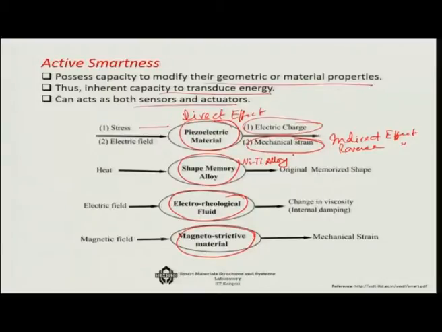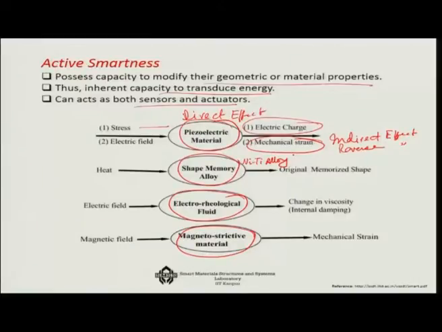Not only that, in many cases if you actually reduce the temperature, you are going to get back to the original memorized shape. So there are actually two types of these effects I will later on discuss. One is called two-way shape memory, another is called one-way shape memory. In two-way, it memorizes both the high temperature as well as the low temperature shape, but in one-way it memorizes only one, that is the original shape at high temperature.